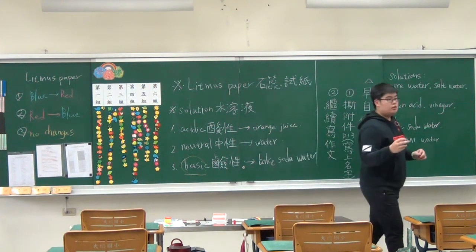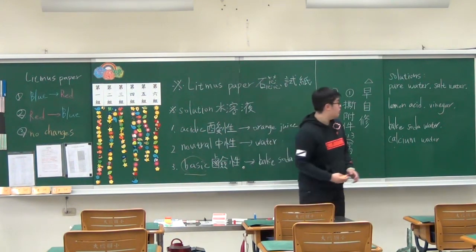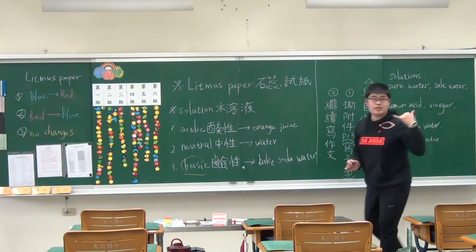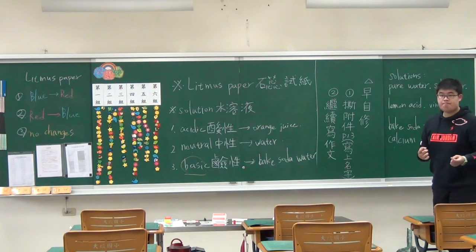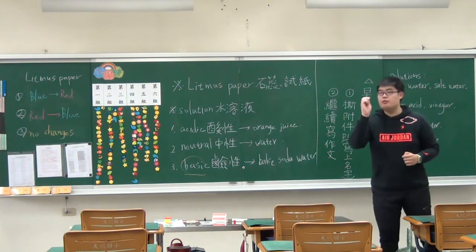So now please look at your table, your group. There are 6 cups of solutions here. Now please repeat after me. Pure water, pure water. Second one is salt water, salt water. Third is lemon acid, lemon acid. Fourth is vinegar, vinegar. Number 5 is baking soda water, baking soda water. Next one is calcium water, calcium water. So now we have to put litmus paper into those 6 cups to know their unique characteristics, which is acidic or neutral or basic. Ready? You have 10 minutes to do the experiment, and also please look at the changes of color on litmus paper.